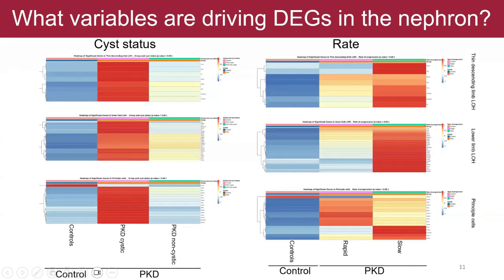However, when we looked at these differences as a function of cyst status or cyst rate, so by cyst status, I mean our PKD cystic samples were animals that were already showing cysts. They were cystic at the time of harvest, whereas our PKD non-cystic animals did not have cysts, even if they might be lacking those cilia-related genes. And the rate of progression just applies to how rapidly their disease is progressing. So these were really the top 2 factors that seem to be driving these differentially expressed genes in our nephron segments.